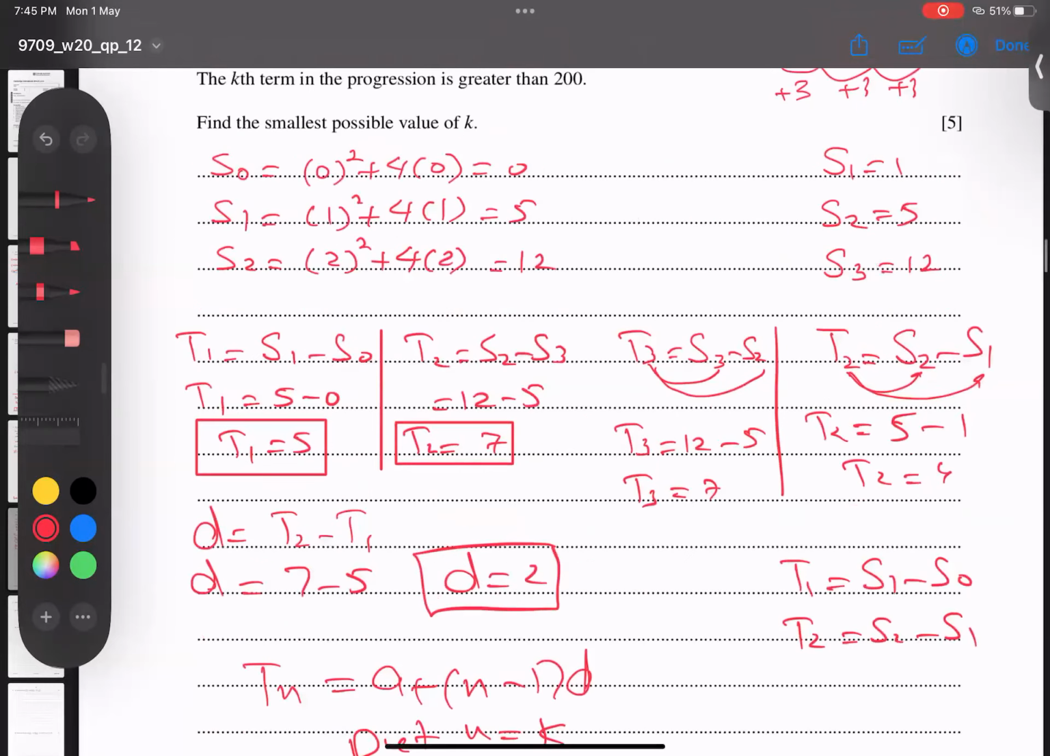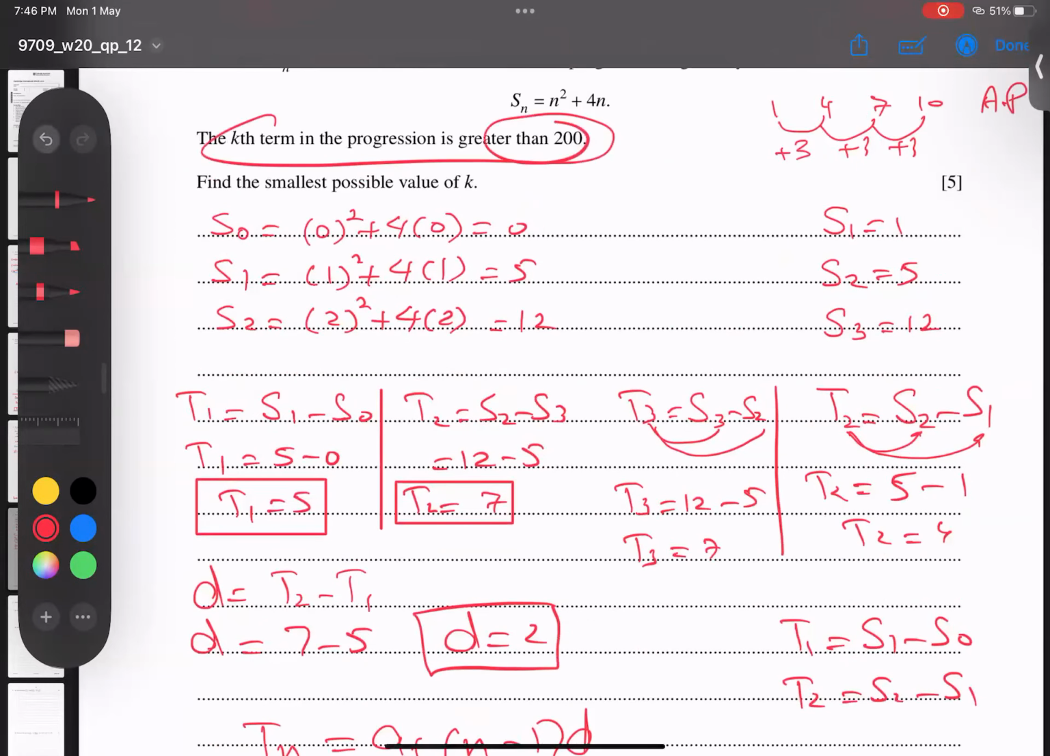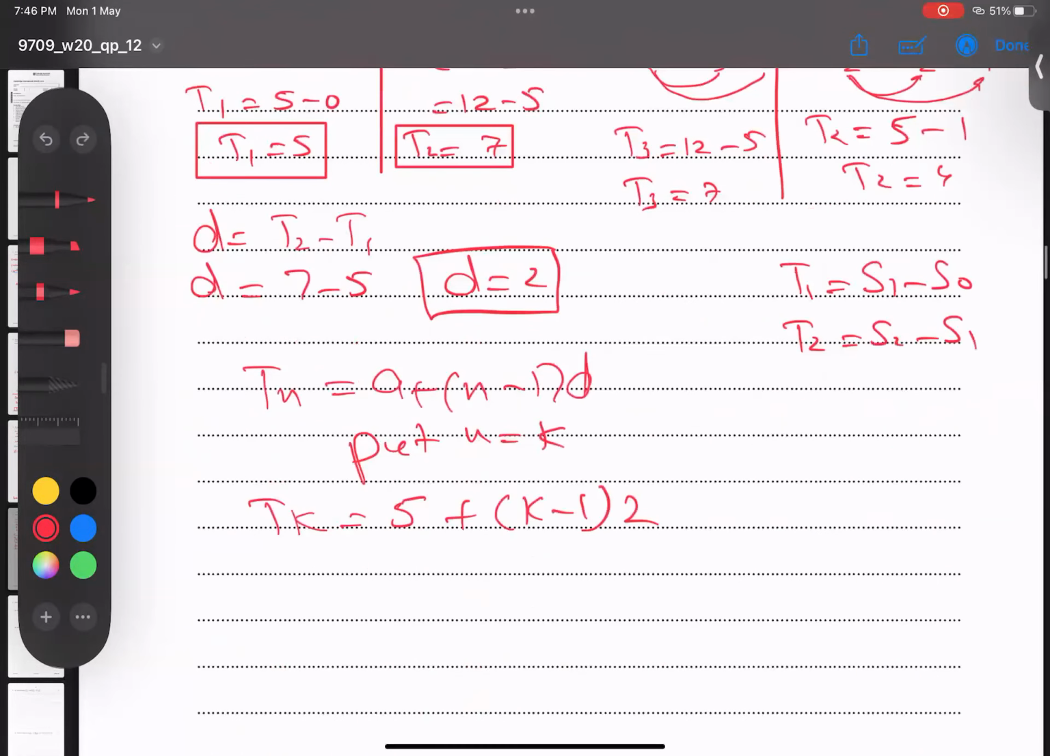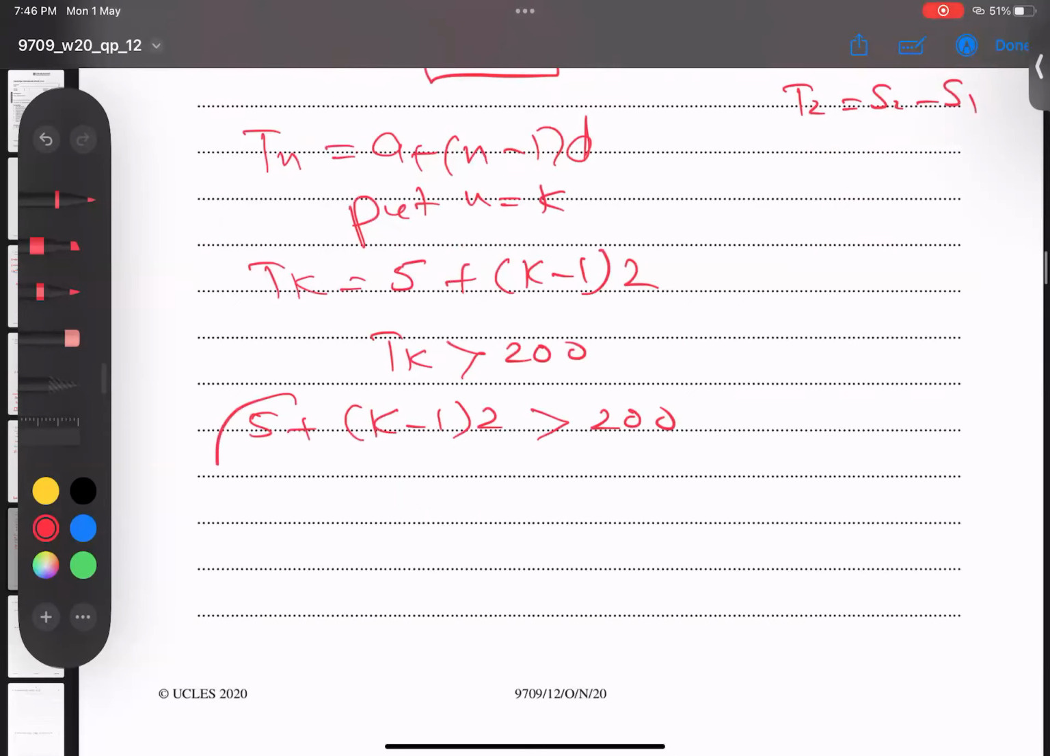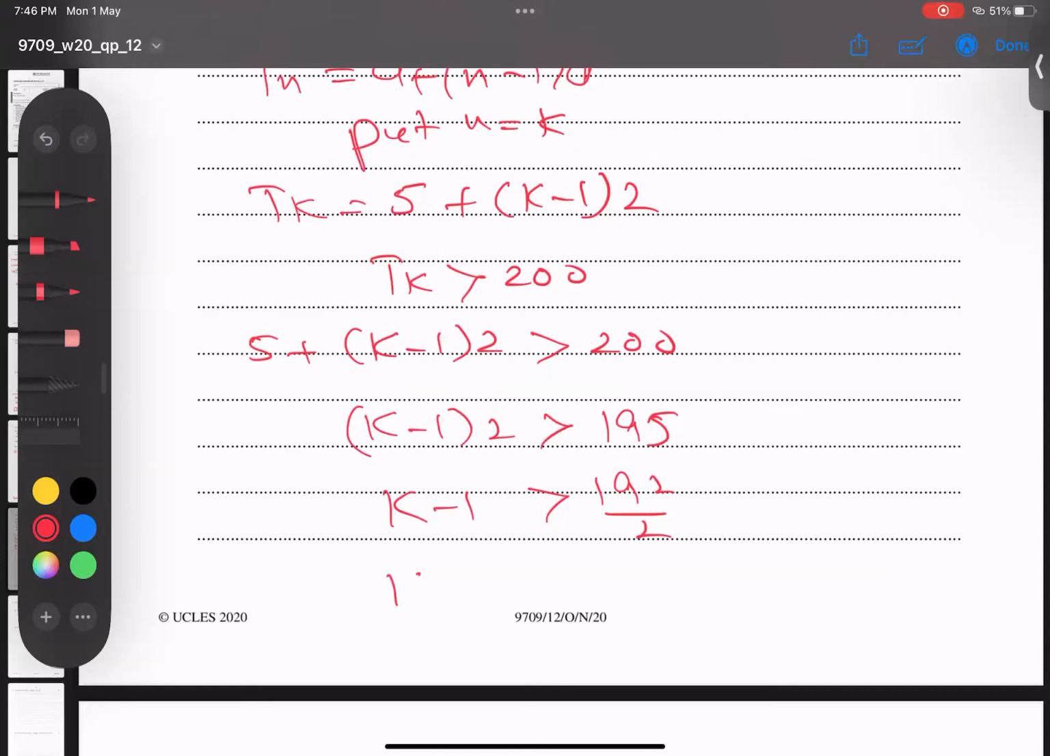And what he said is the kth term is greater than 200. So can I say tk is bigger than 200? Correct? Same thing. So this whole thing will come here. So 5 plus k minus 1 into 2 is bigger than 200. So this 5 goes and subtracts from there. I get k minus 1 into 2 bigger than 195. This 2 will divide. I get 192 over 2. And this 1 will add. So I will get 192 by 2 plus 1.